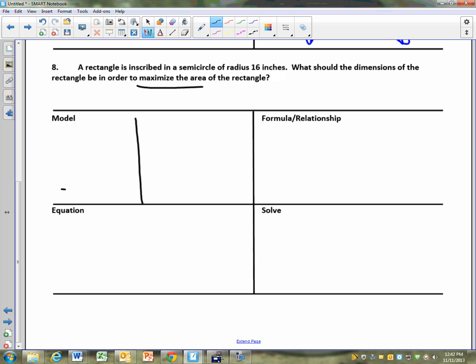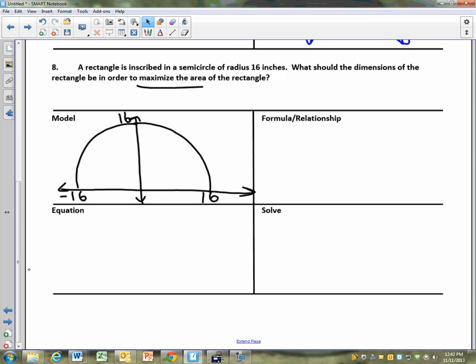Okay, last problem, number 8. A rectangle is inscribed in a semicircle of radius 16. What should the dimensions of the rectangle be in order to maximize the area of the rectangle? I draw my shape. What is the shape? A semicircle. It has a radius of 16, so I know that all those points are 16. What do I draw on the inside? A rectangle.